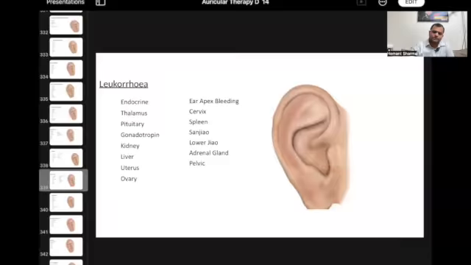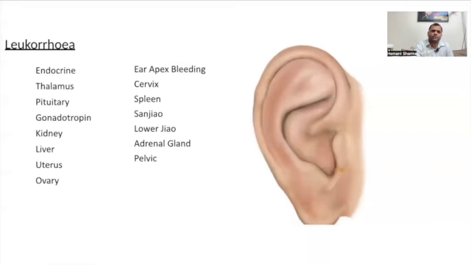We used points like in cervicitis, and it's not mandatory that you have to use each and every point. Sometimes you can skip some points as per the need, as per the condition. So we have used all the points even in the cervicitis protocol. Here we have added pelvic and adrenal gland, only 2 points we have added, because for the leukorrhea patient, the adrenal point is really very helpful.